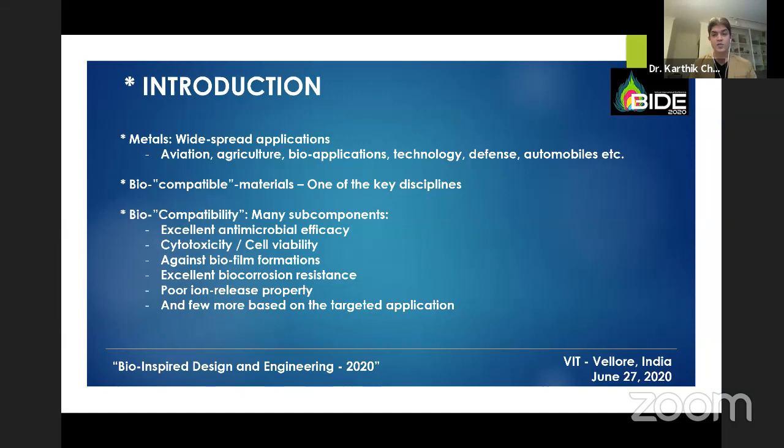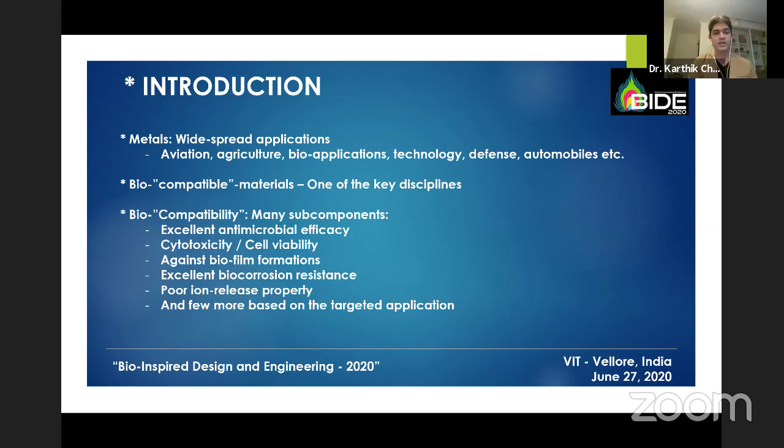So by biocompatibility, what do we mean by that? There are many subcomponents, and I've listed a few of them. This is per se not the exhaustive list. It depends on what kind of application we are trying to look at and what kind of materials we are trying to look at. And especially if it is inside the human body, for example, or in similar living organisms, it also depends on the immediate local environment in which the material, or the component that we prepare from the starting material, is intended to be applied.